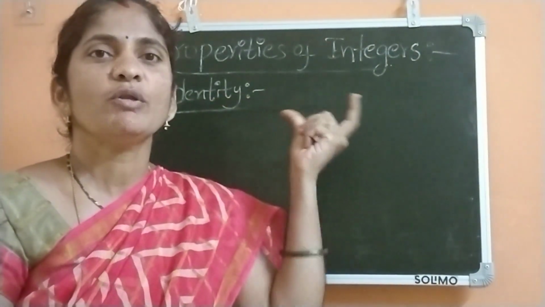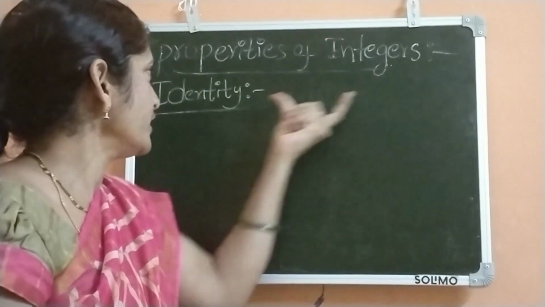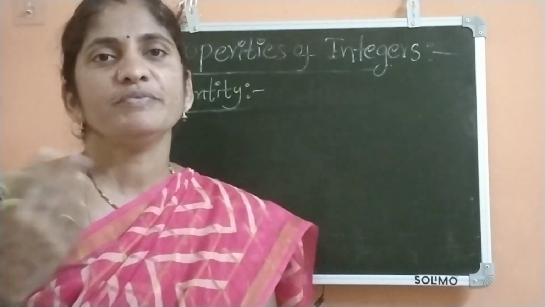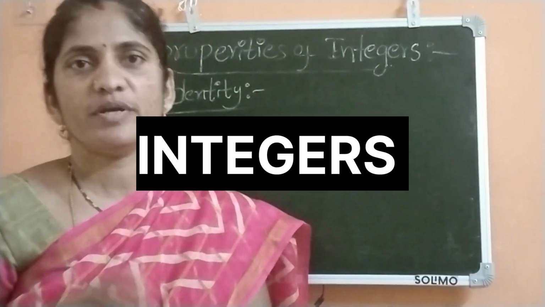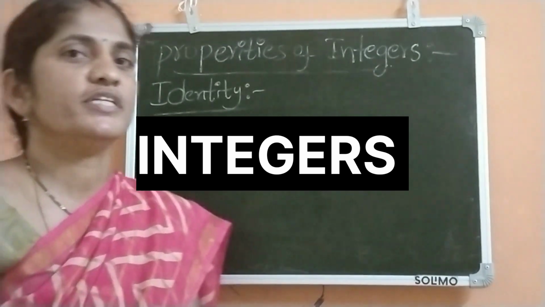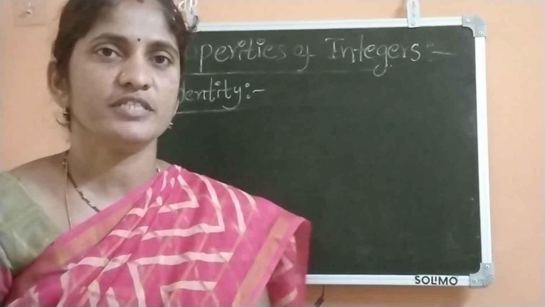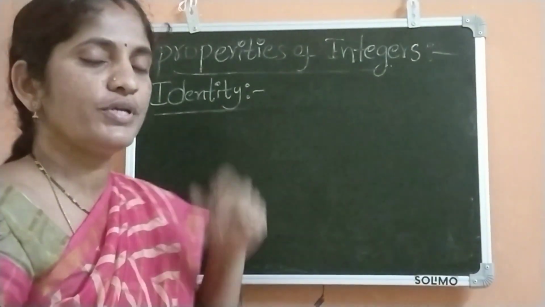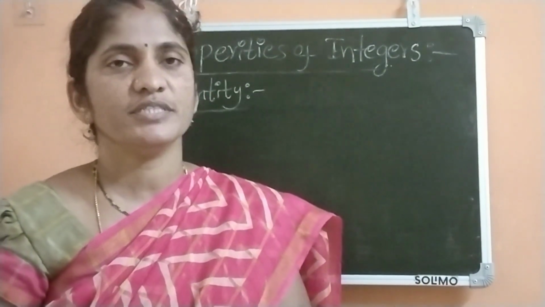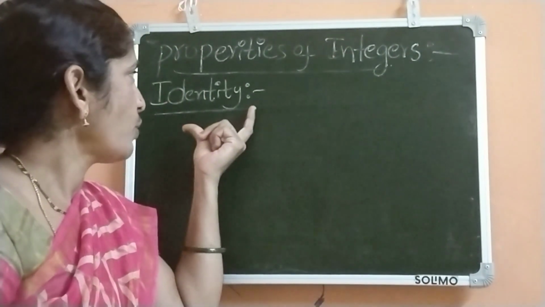In today's video we are going to discuss properties of integers, the identity property. In the previous videos we have discussed closure property, commutative property, and associative property under addition, subtraction, multiplication and division. In today's video we are going to discuss the identity property in the integer system.